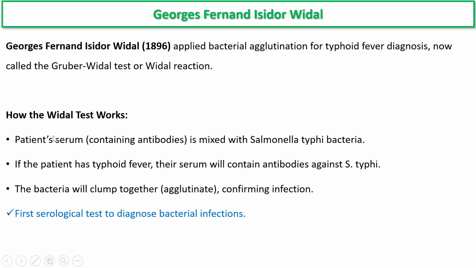this patient's serum might contain some antibodies, because if you have typhoid, your body is producing antibodies against it. So if your serum is mixed with Salmonella typhi bacteria, and the patient has typhoid fever, their serum will contain antibodies against Salmonella typhi, and the bacteria will clump together, causing agglutination, and confirm the infection. So it is quite a common blood test. It is the first serological test to diagnose bacterial infection.